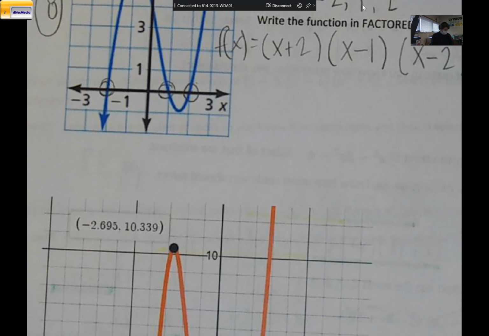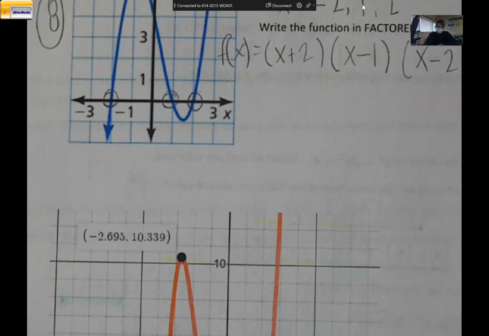About 30. I don't think so, no. About 10. 5.